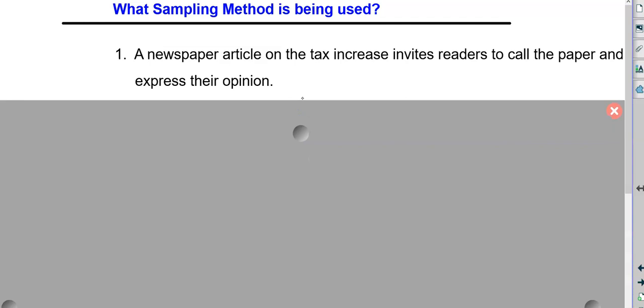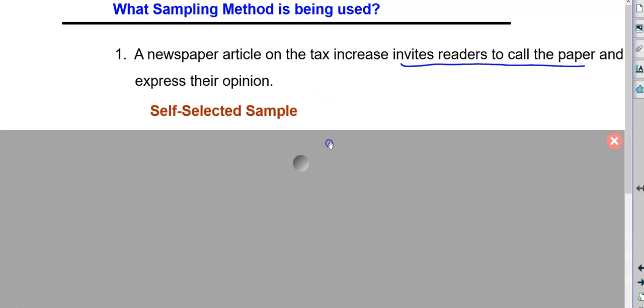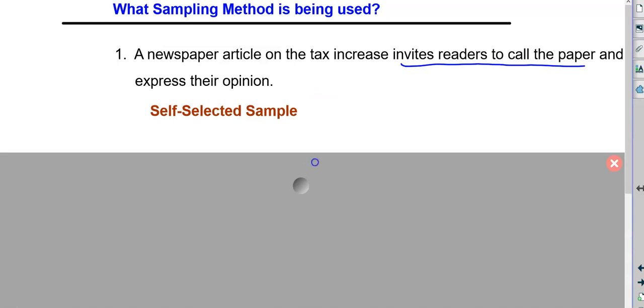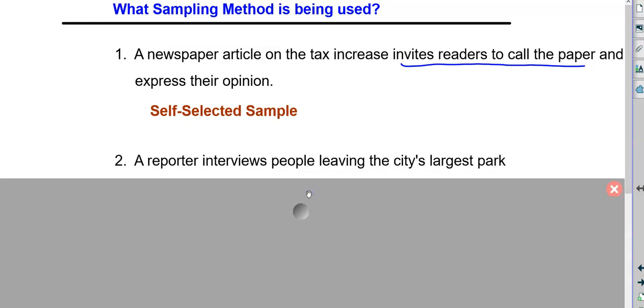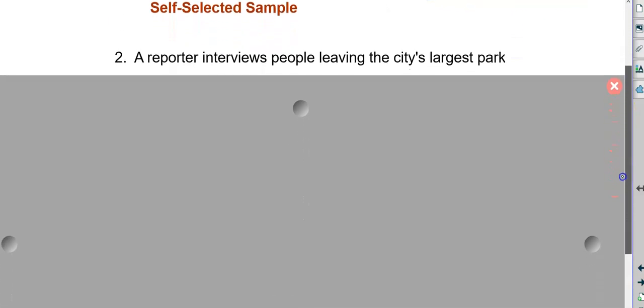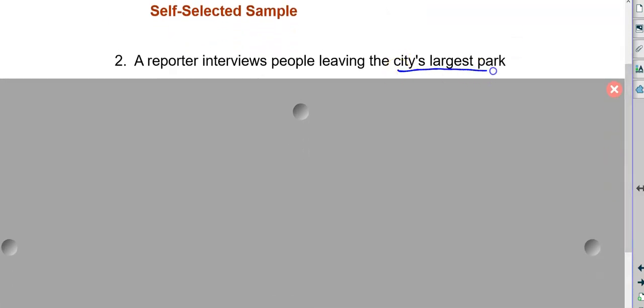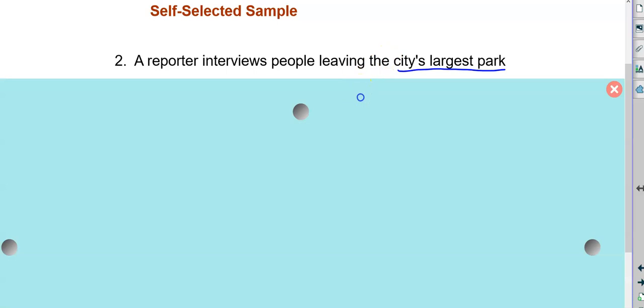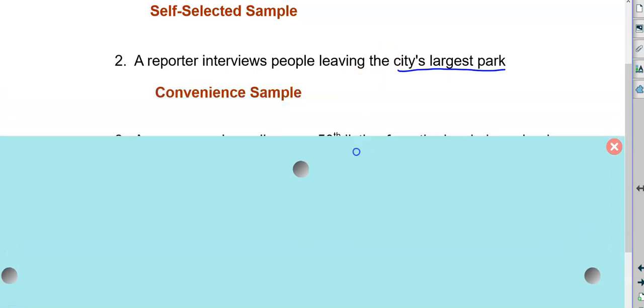A newspaper article on the tax increase invites readers to call the paper. So they're calling, the readers decide, right? You didn't choose them, they just decided. So that's a self-selected sample, right? It's not very reliable data that you get from doing that. Interviews people leaving the city's largest park. That seems like a pretty lazy way to do things. I have concerns that it's at the park. That might mean people who are more athletic, or I don't know, it depends what you're studying actually. That's a convenient sample for sure.